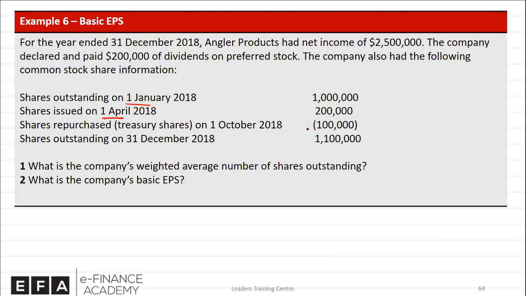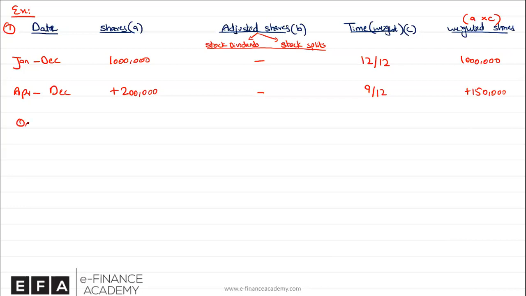Shares were repurchased, so shares were bought back, 100,000 shares on 1st of October. So if we count from October to December, we have 3 months. How many shares were bought back? 100,000, so that's a negative sign. Again, that's 3 months out of 12. If we multiply 100,000 with 3 by 12, we would actually get minus 25,000.